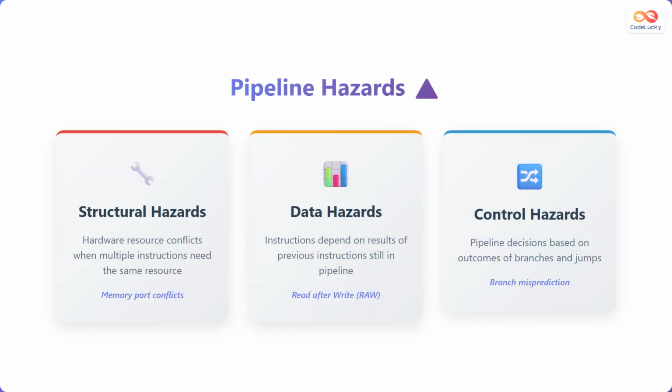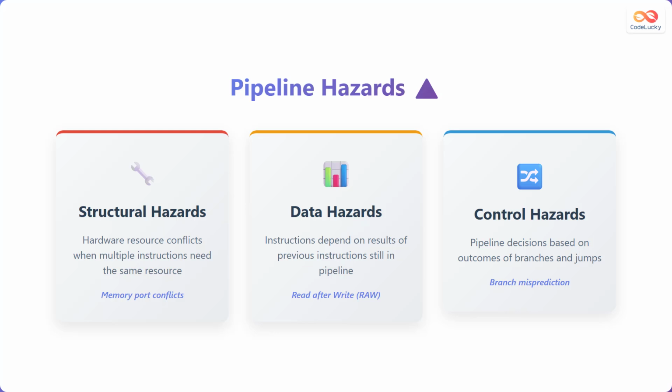While pipelining significantly improves performance, it also introduces certain challenges known as pipeline hazards. These hazards can disrupt the smooth flow of instructions through the pipeline, causing stalls or incorrect results. There are 3 main types of pipeline hazards. The first type is structural hazards. These occur when multiple instructions need the same hardware resource at the same time, leading to conflicts. An example of this is memory port conflicts.